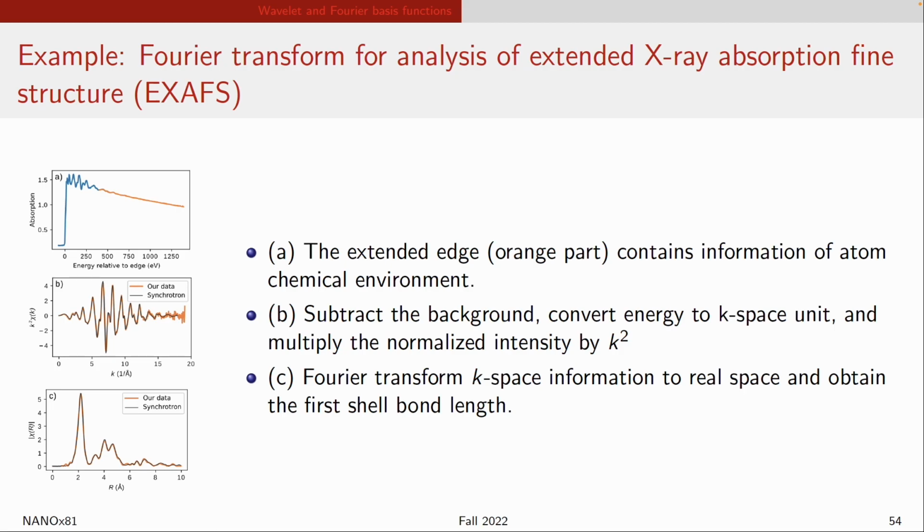The way that people do EXAFS analysis, and this is a very well-established field of application, is that you first subtract out your background, you convert this into k-space, which is your reciprocal space, using a Fourier transform of some sort. Then you do fitting, and then you transform the k-space information back to real space to get information like your first shell bond length and that sort of thing.